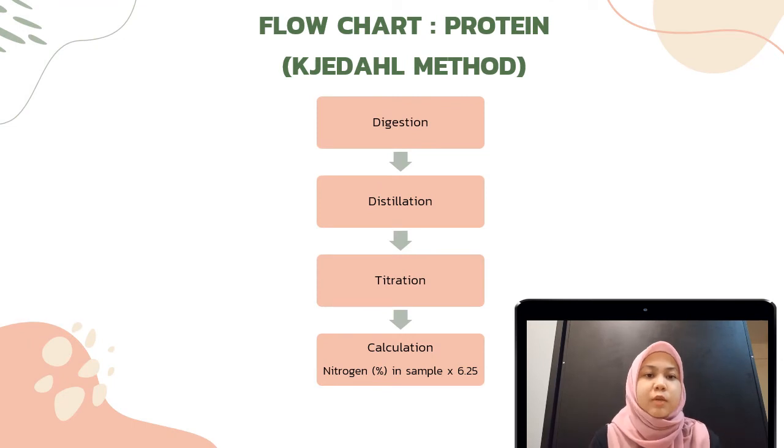For protein, we use the Kjeldahl method. The first step is digestion, for which we use the Gerhardt machine. The second step is distillation, for which we use the Vapodest, and the third step is titration.